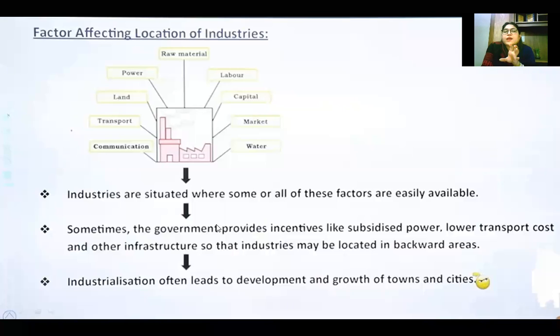So then for that, what is the solution that government wants? Government चाहती है, government wants that there should be industries in the backward areas also. Now for that, government provides incentives.